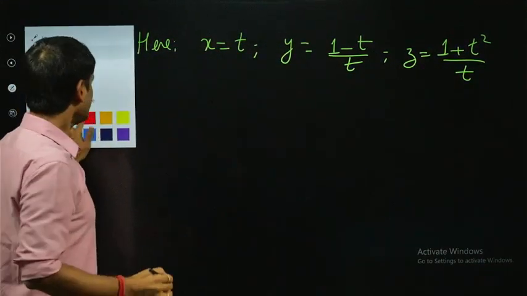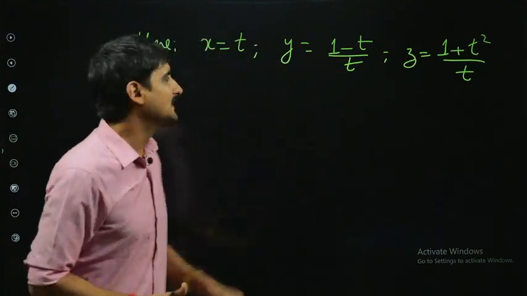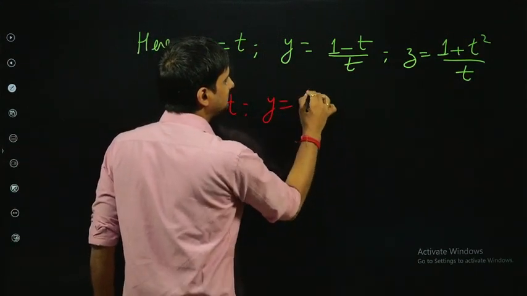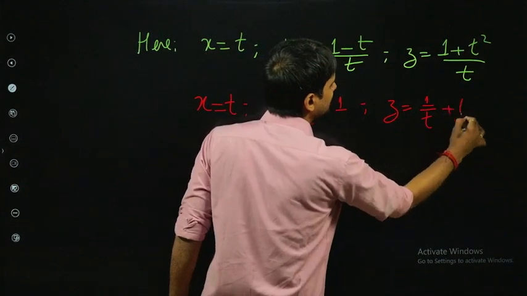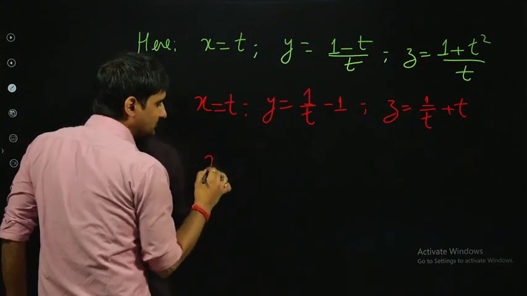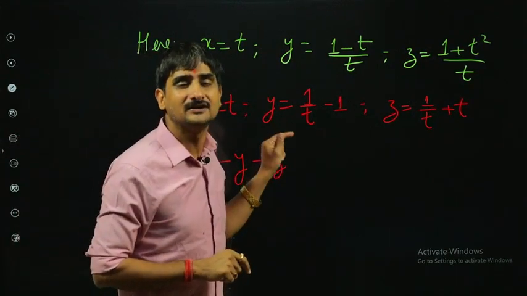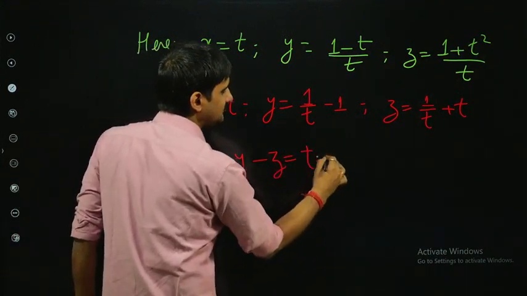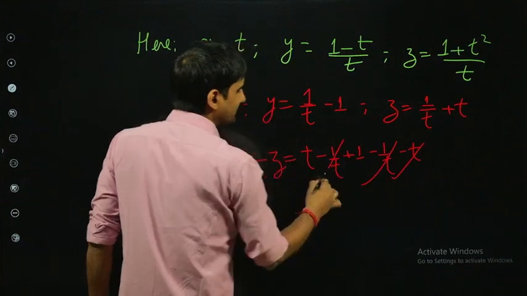Now of course, what is the parameter here? The parameter is t. We have to eliminate t if we can. So see what I did, I just observed. y is 1 by t minus 1 and z is 1 by t plus t. So you have t here, you have t here, you have 1 by t here, you have 1 by t here. So I just wrote x minus y minus z. That will help us in getting rid of t here. So what do we get? This is equal to t minus 1 by t plus 1 minus 1 by t minus t, and that's it.